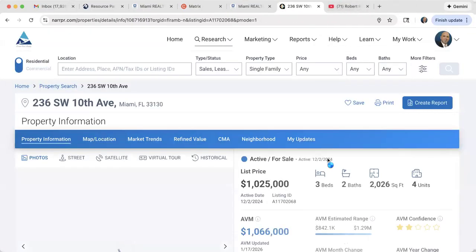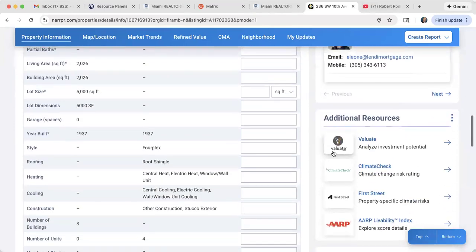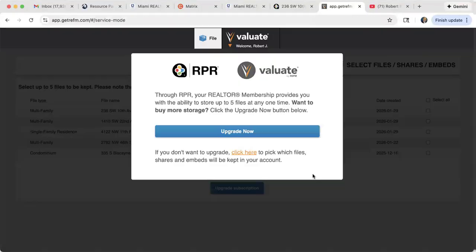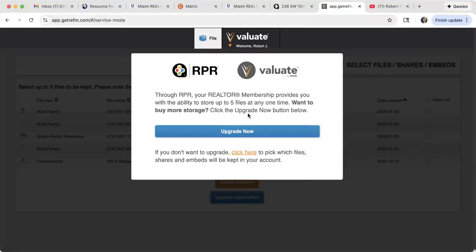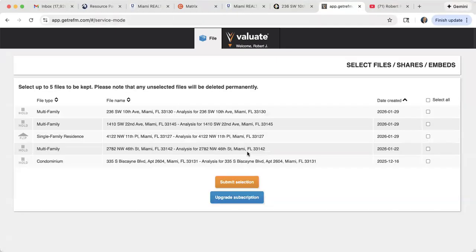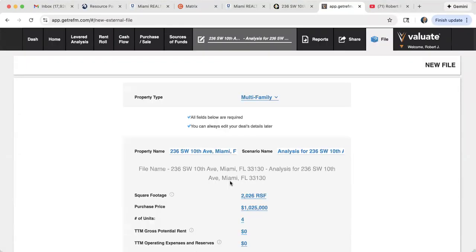Let's click on RPR again. All right, and let's come over here. Let's click on evaluate. Let's click on continue. All right, I'm glad this happened. I want you guys to see, you do not need to pay for an upgrade. All you need to do is click on the orange link that says click here, and you're going to clean out your storage. You have very limited storage in the evaluate tool. It only saves 5 properties. So these are the 5 properties. I'm going to choose the first one, which is the one I'm using right now, and click on submit, and we bypass the upgrade. You don't have to pay for this.